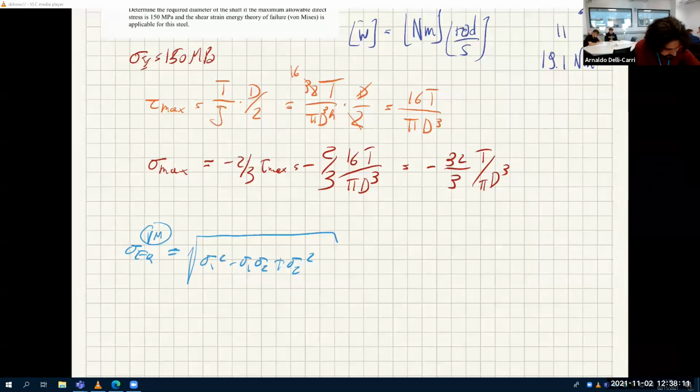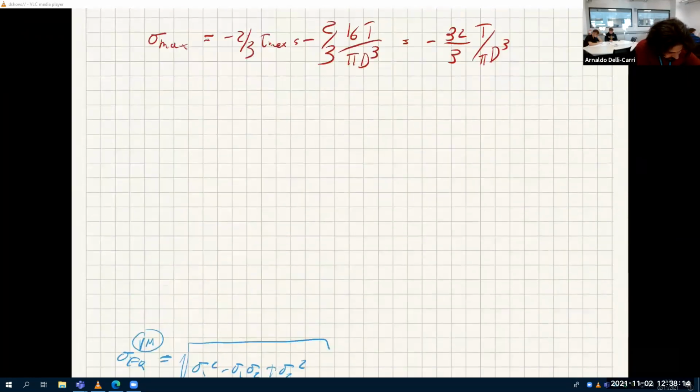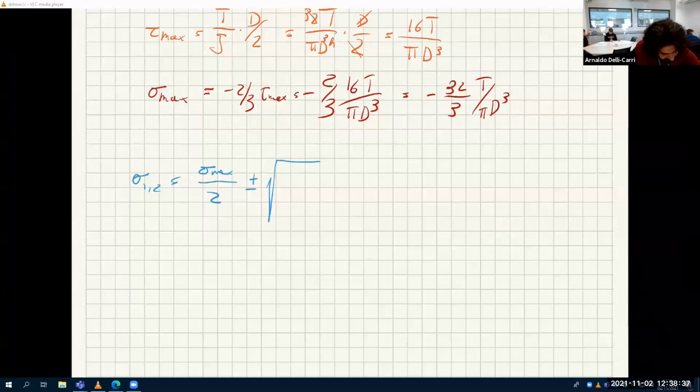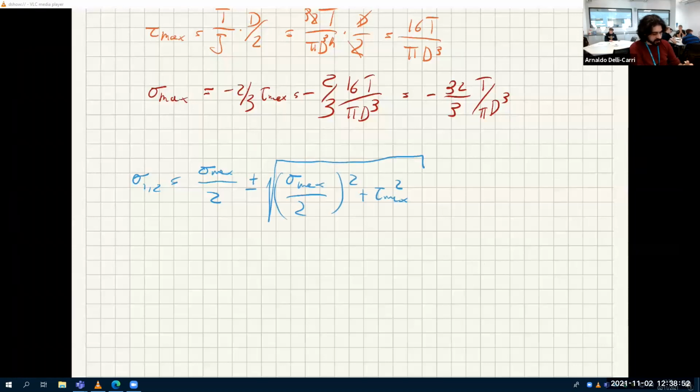So sigma 1, sigma 2 equals sigma max. This is sigma x, say. I don't care if it's x or y. X on y. Y is 0. Sigma max plus 0 divided by 2 plus or minus the square root of sigma max divided by 2 squared plus tau max squared. Agreed? And now these things are all these beasts that we just found.